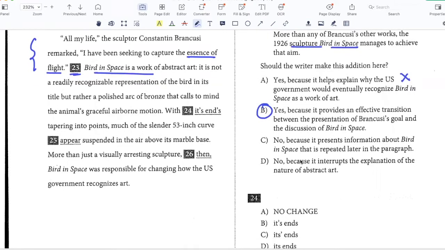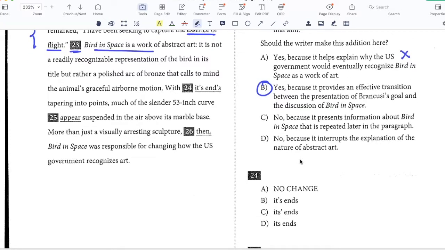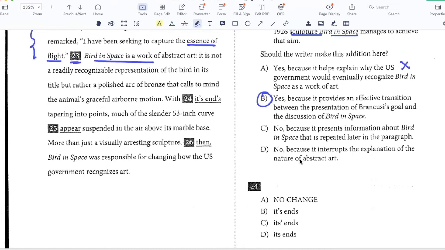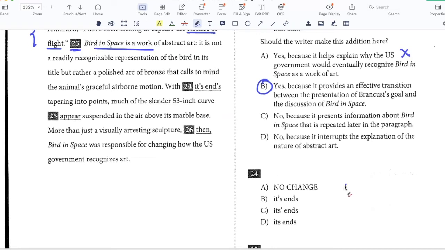With its ends tapering into points, much of the slender 53-inch curve appear suspended in the air above its marble base. Now, I'm looking for the pronoun "its," not "it's" with an apostrophe, which is an abbreviation for "it is." I'm talking about Bird in Space, so with its ends, right? So it can't be A, it can't be B, and "its'" is not even a word. So it will be D, with its ends tapering into points.